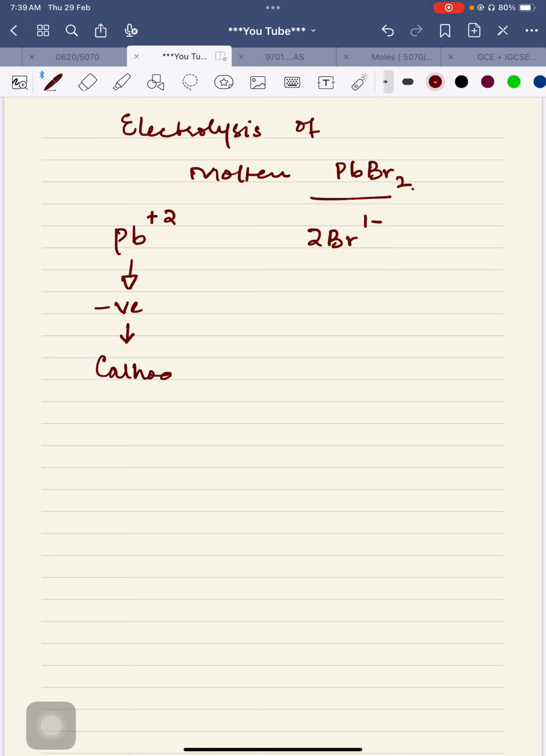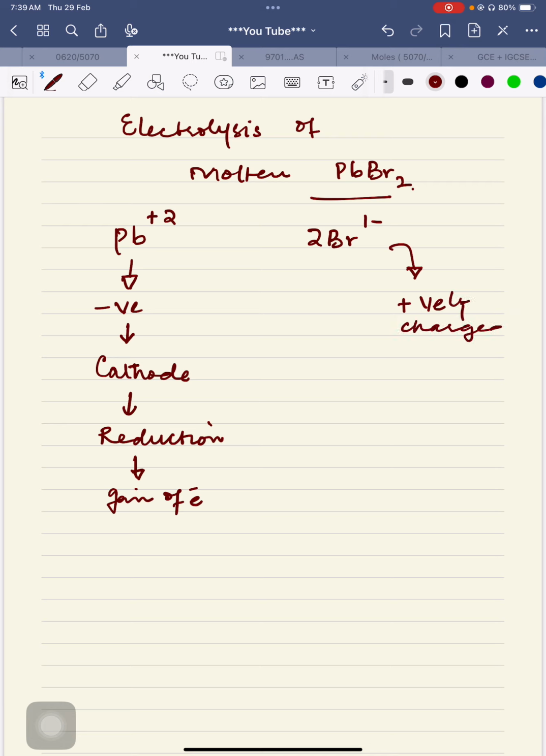And at the cathode, what is happening? This is reduction, which is happening at the cathode. And what is reduction? It is gain of electron. Now, if we are writing about the Br, being a negatively charged ion, it will be attracted towards the oppositely charged electrode, which is the positively charged electrode. And what is the name of that positively charged electrode? That is called anode. And at the anode, there is an oxidation. And what is oxidation? Oxidation is loss of electron.